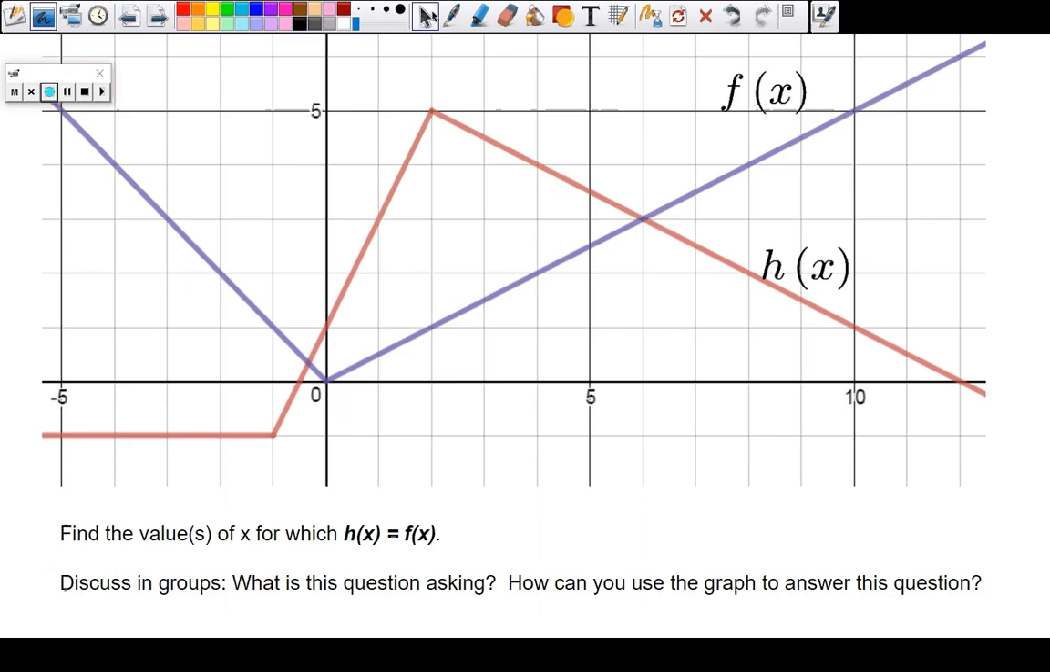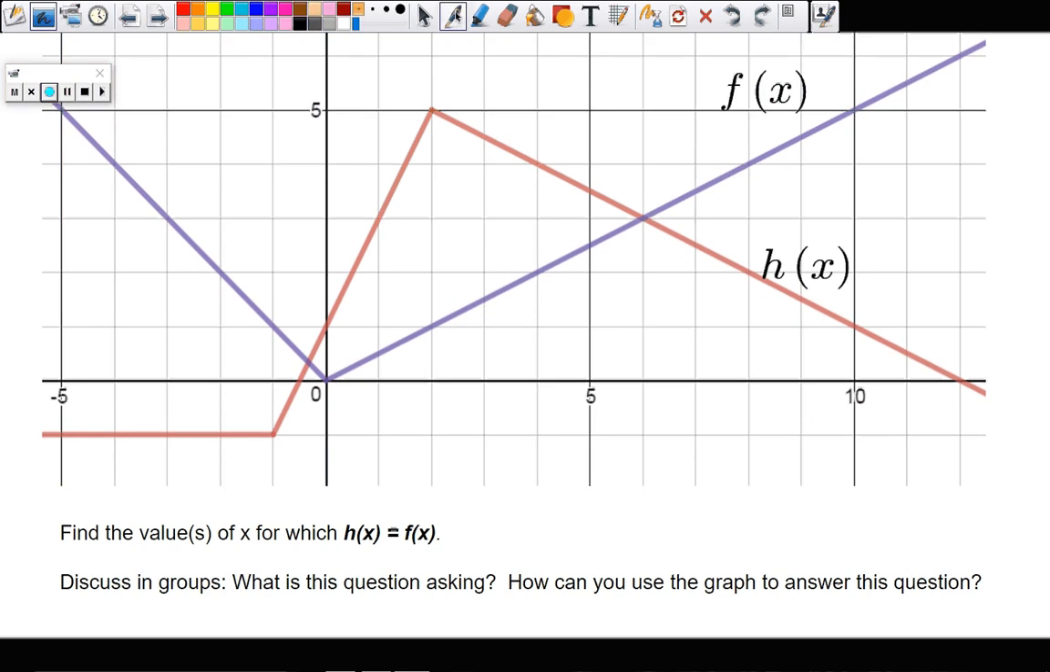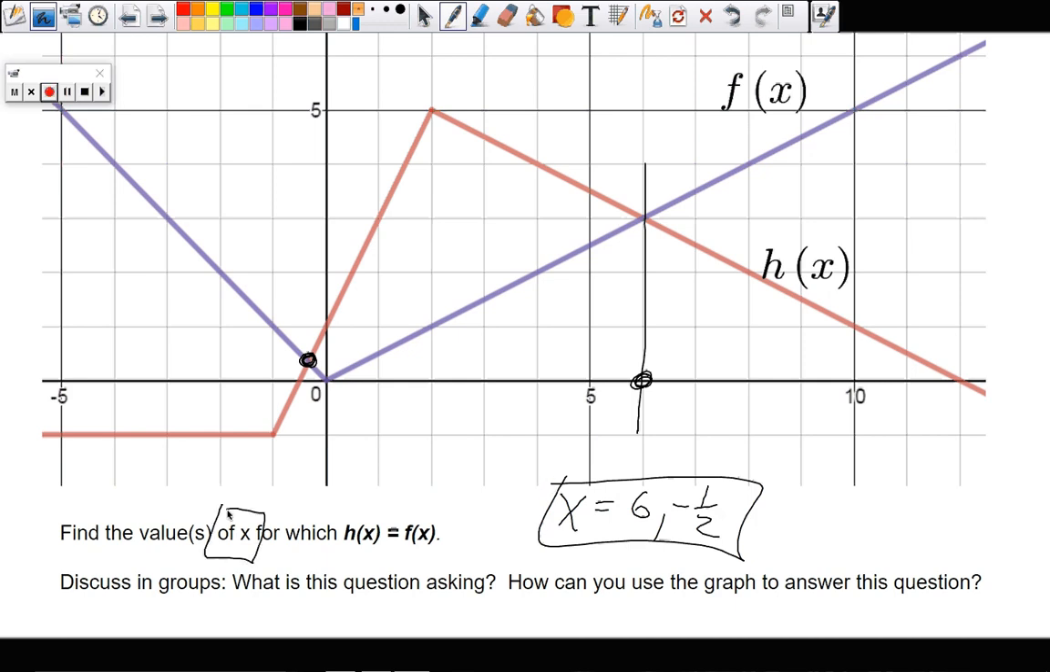Alright, so let's look at this one. Find the values of x for which h of x equals f of x. In other words, when would h of x and f of x intersect? 6 and, so right here, they intersect here at 6. And where else? Approximate it. Negative 0.5, negative 1/3, whatever it is. Let's say negative 1/2. Because remember, you're talking about x values. Questions? Okay. So this is saying find the values of x when that would happen.